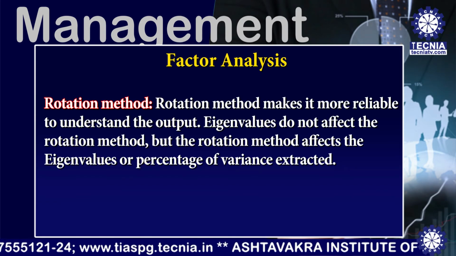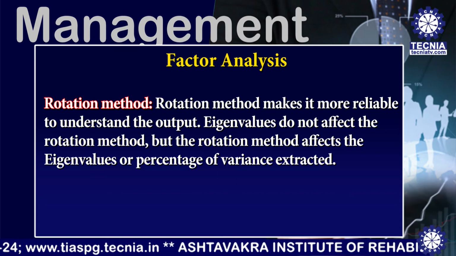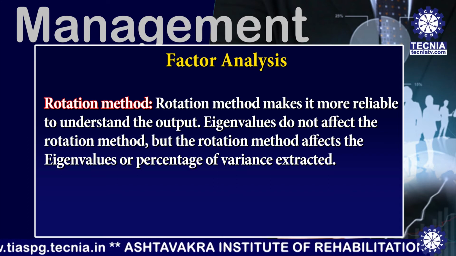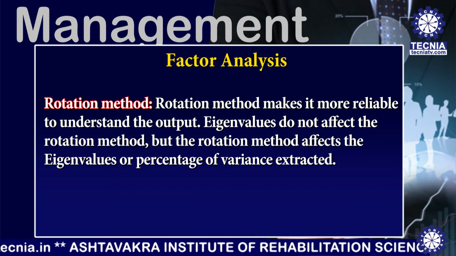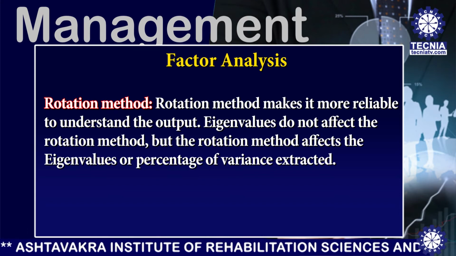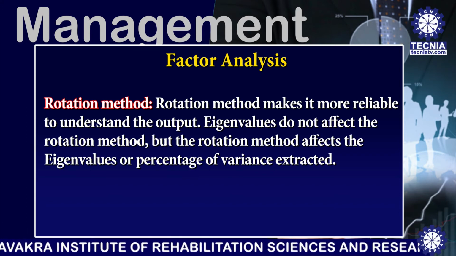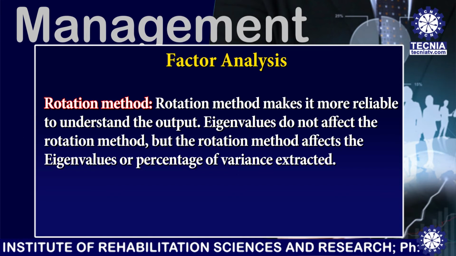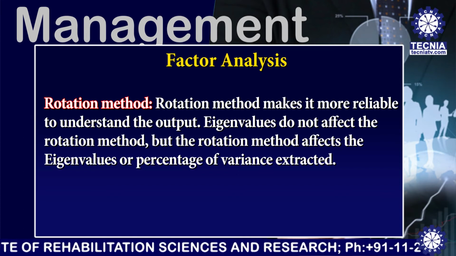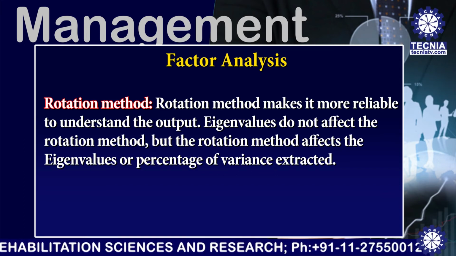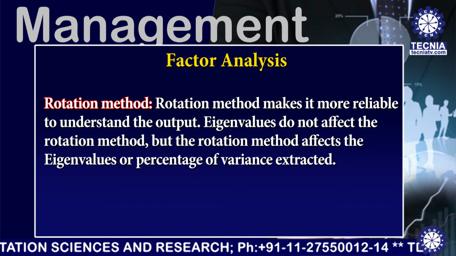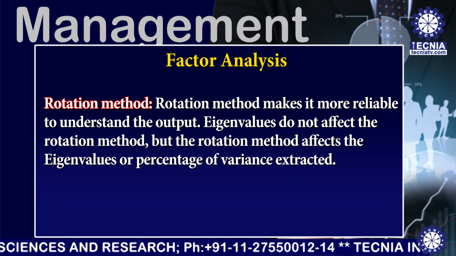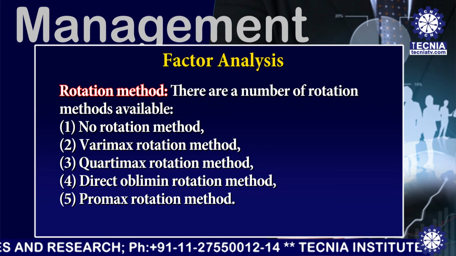Another method is the rotation method. The rotation method makes it easier to understand the output. Eigenvalues do not affect the rotation method, but the rotation method affects the eigenvalue or percentage of variance extracted. There are a number of rotation methods available.